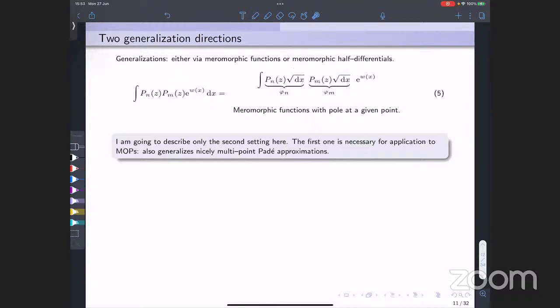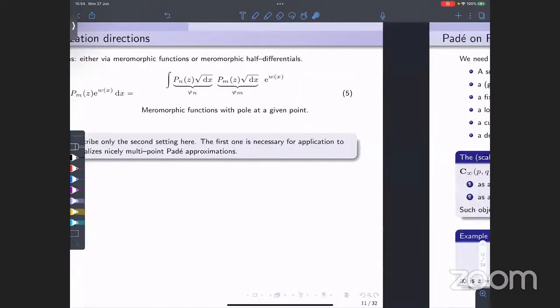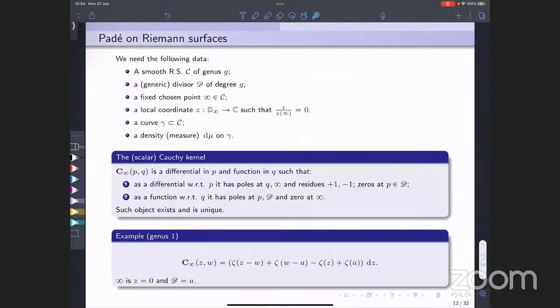The other way is to use things that are less fancy, just meromorphic functions with given pole divisor of degree G somewhere, and poles of increasing order at a given point. So I'm going to be describing that because it's where actually so far the only case in which I've done some asymptotic analysis, and I can show you pictures and numerics. Okay. So what is this Pade problem on this Riemann surface?